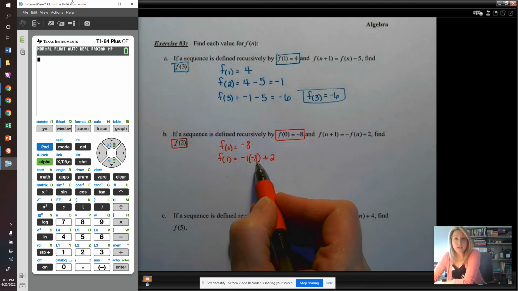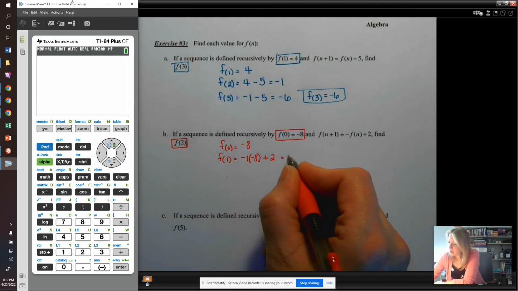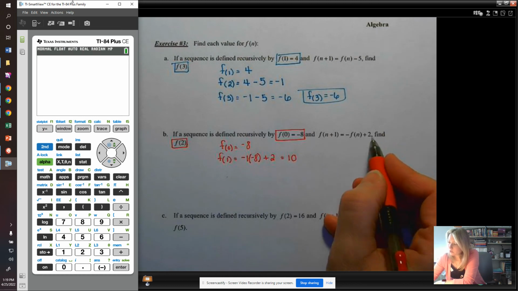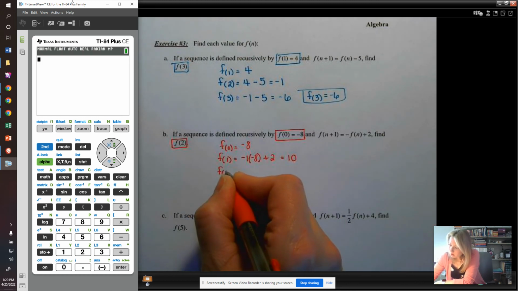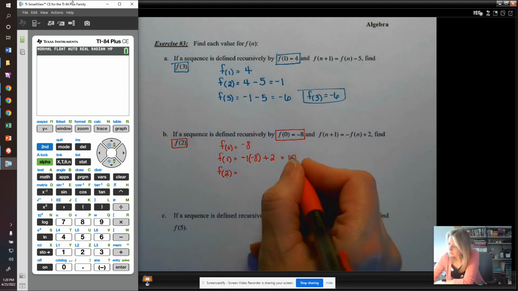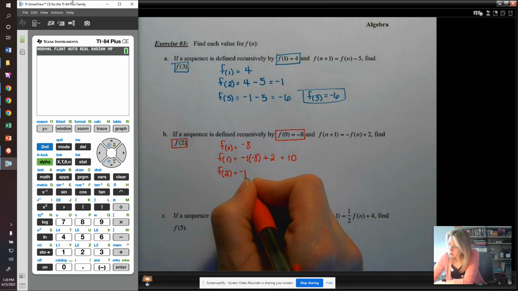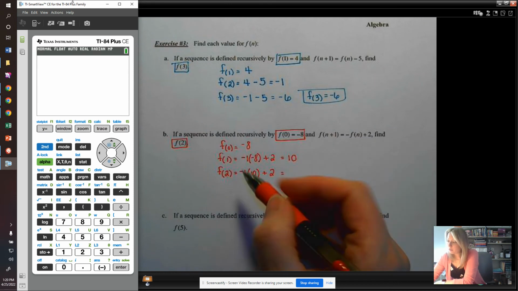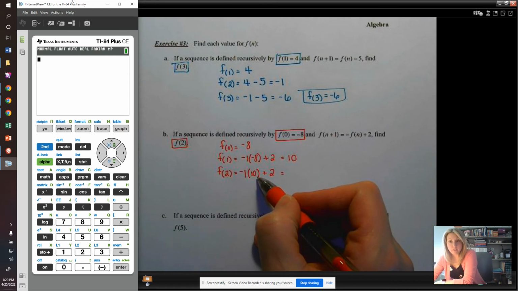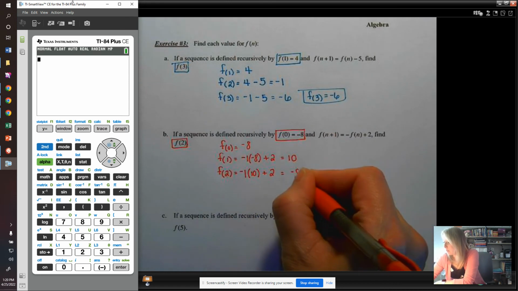-8 times -1 is 8. 8 plus 2 is +10. In order to get the next term, the second term, I take this, I multiply it by -1, and then I add 2. Well, -1 times 10 is -10. -10 plus 2 is -8.